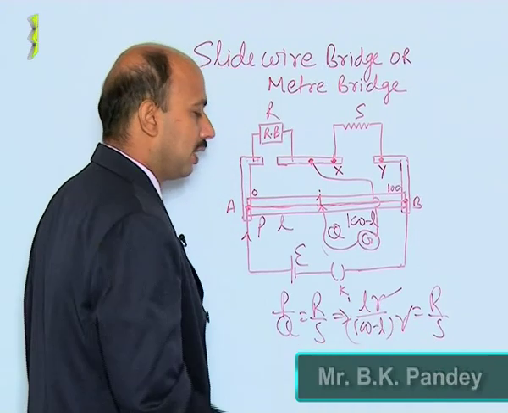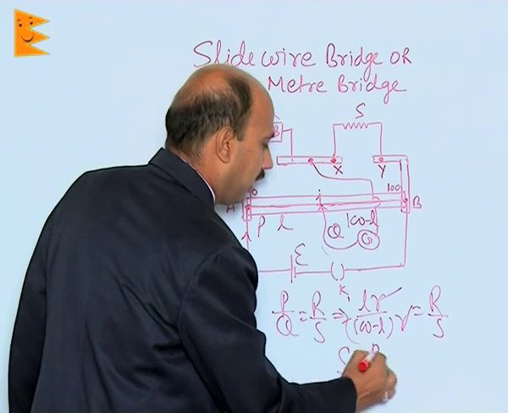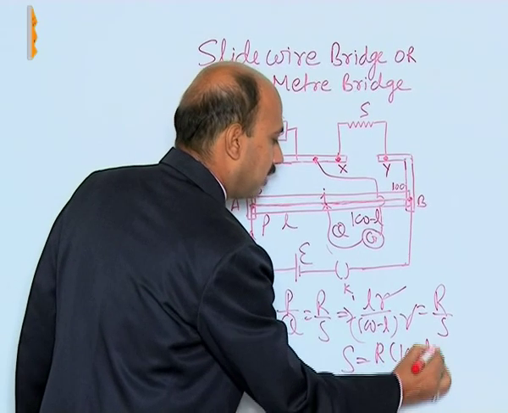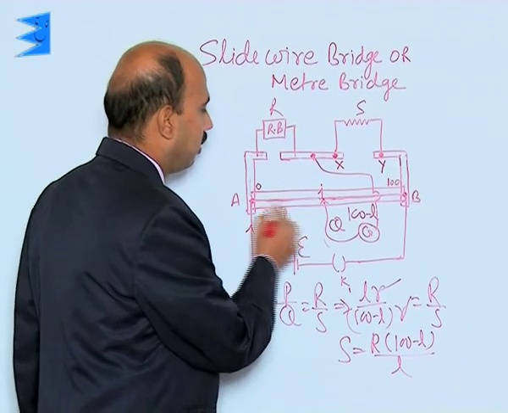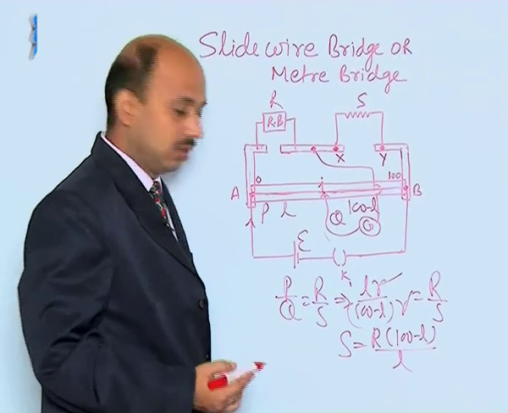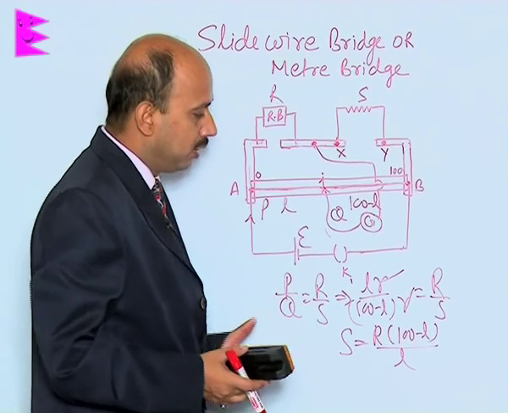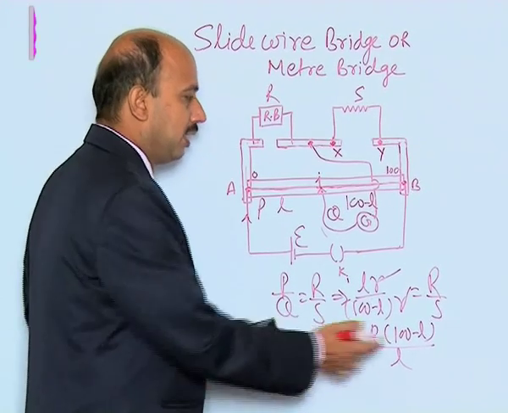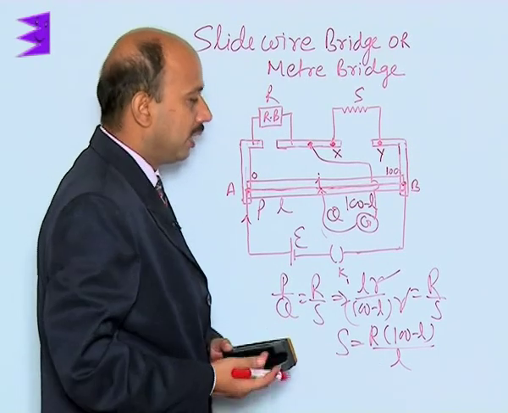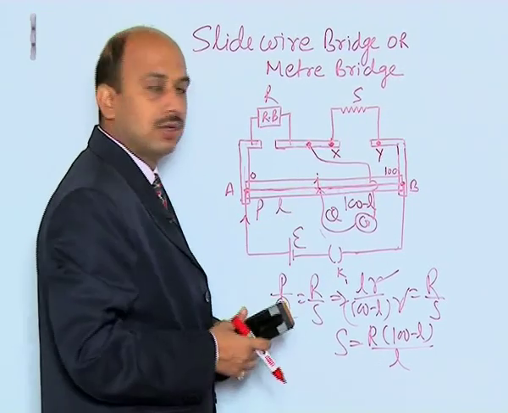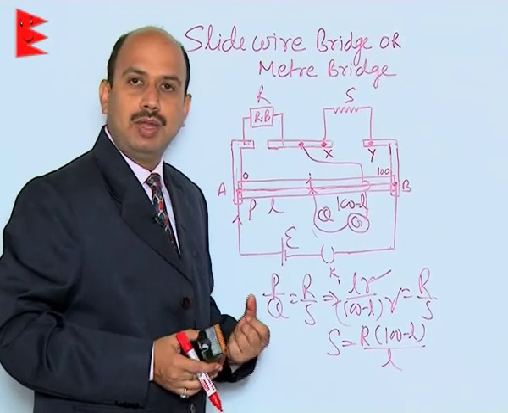r and r will get cancelled. So, we can write S is equal to r into (100 minus L) divided by L. So, see here, we know the L, which we can measure from this scale, and we know the value of R because we have applied this value here, and then we can also get 100 minus L easily. So, by knowing the value of L and R, we can calculate the resistance of this wire. This was the wire of unknown resistance, and its resistance can be calculated.